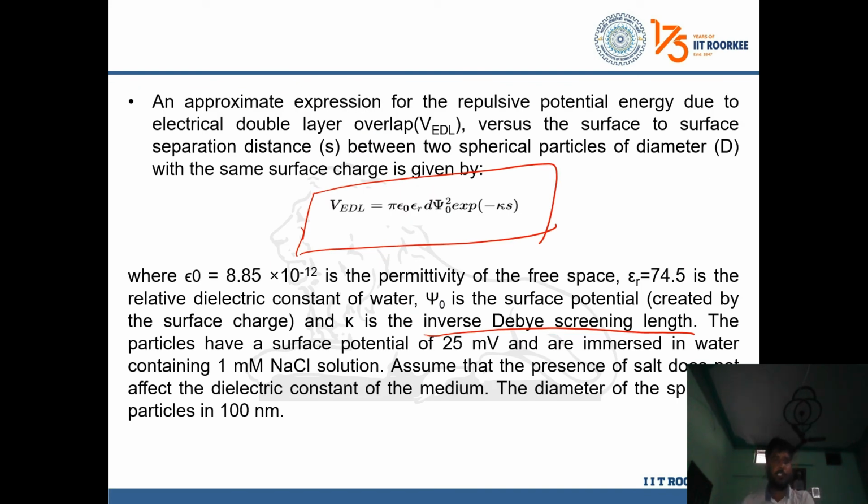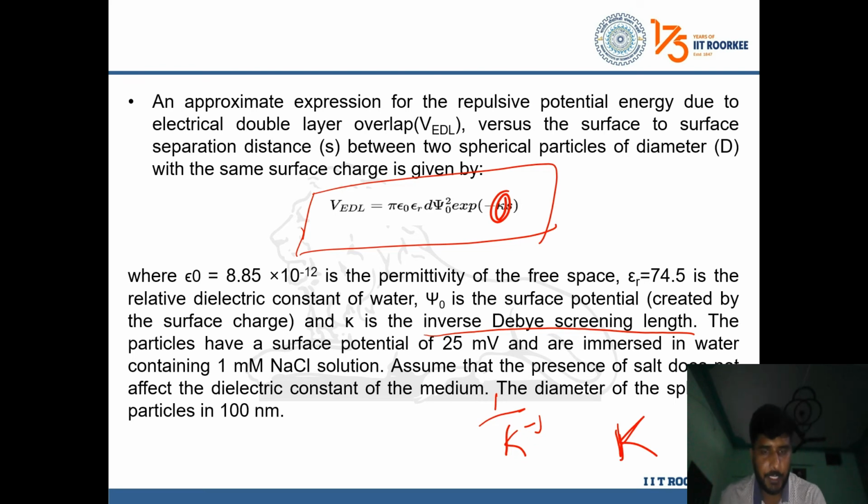An approximate expression is given here for the repulsive potential energy due to electrical double layer overlap versus the surface distance, that is S. These are the standard values, and K is the inverse Debye screening length. Basically, this is the inverse Debye screening length, that is K inverse, 1 over K.